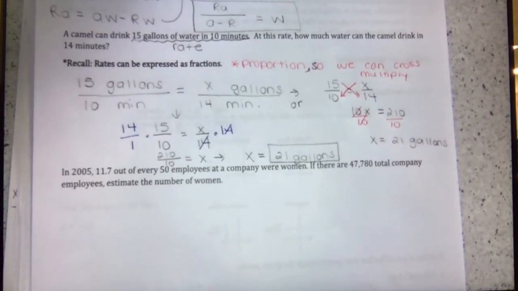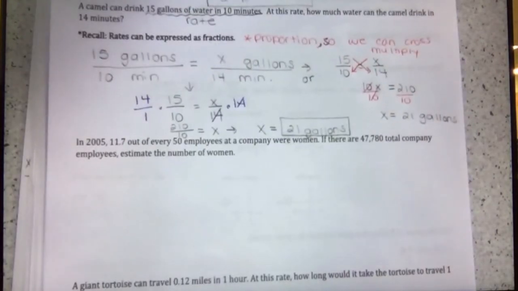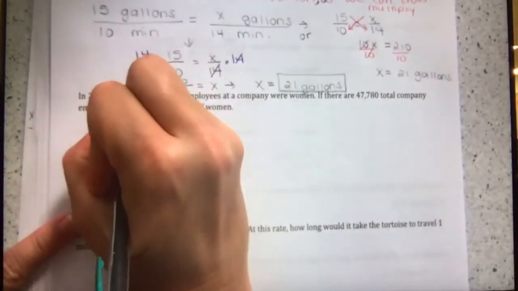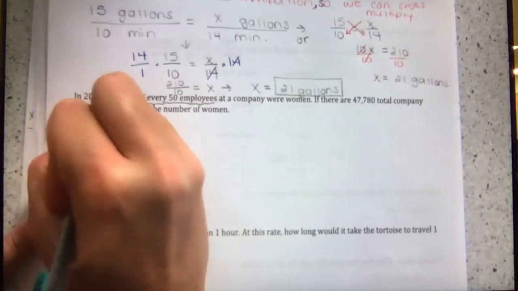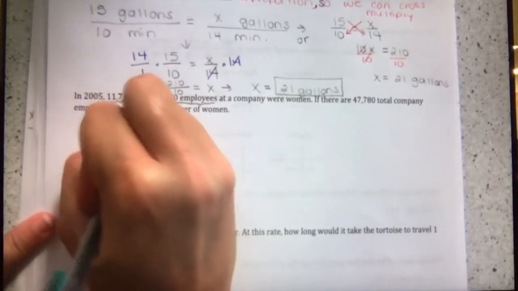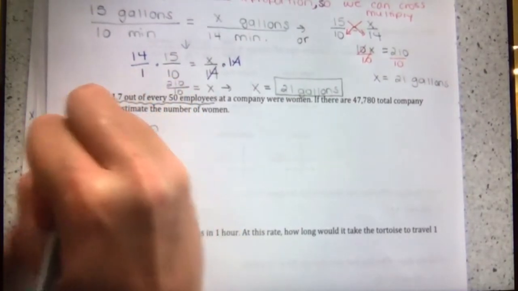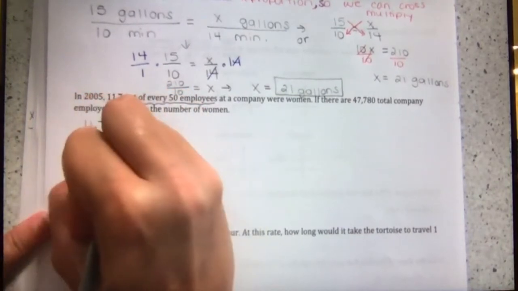Good time. So in 2005, 11.7 out of every 50 employees at a company were women. If there are 47,780 total company employees, estimate the number of women. So let's write this rate as a fraction. We have 11.7 out of every 50 employees. So 11.7 women out of 50 total employees.